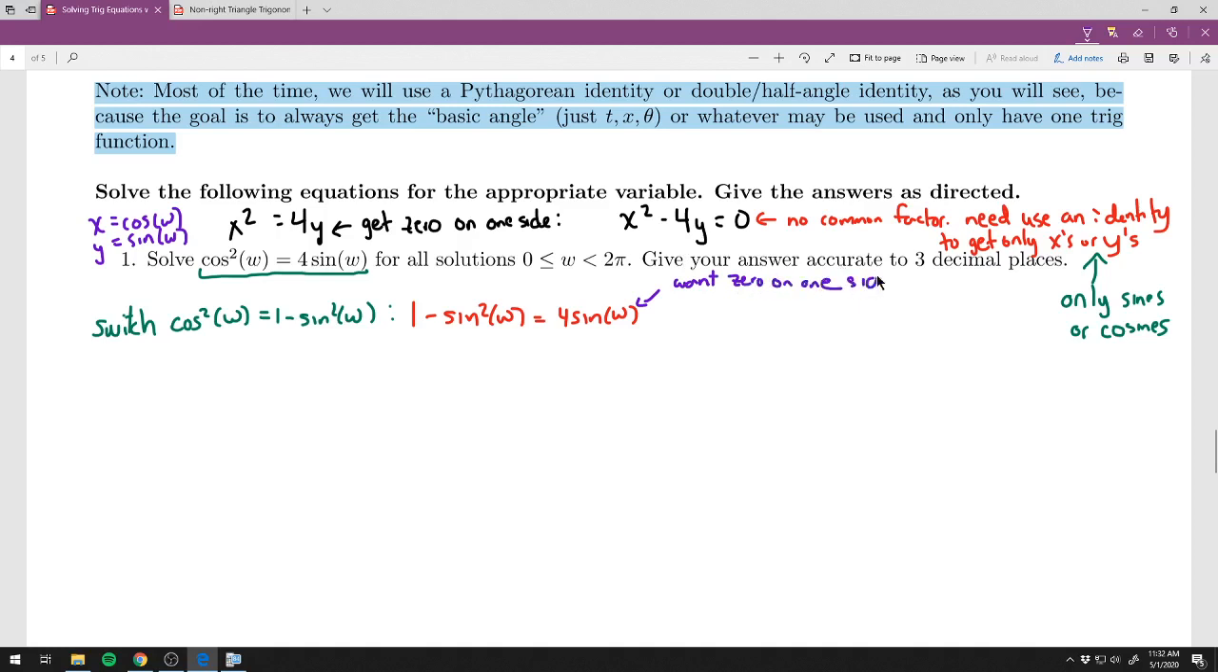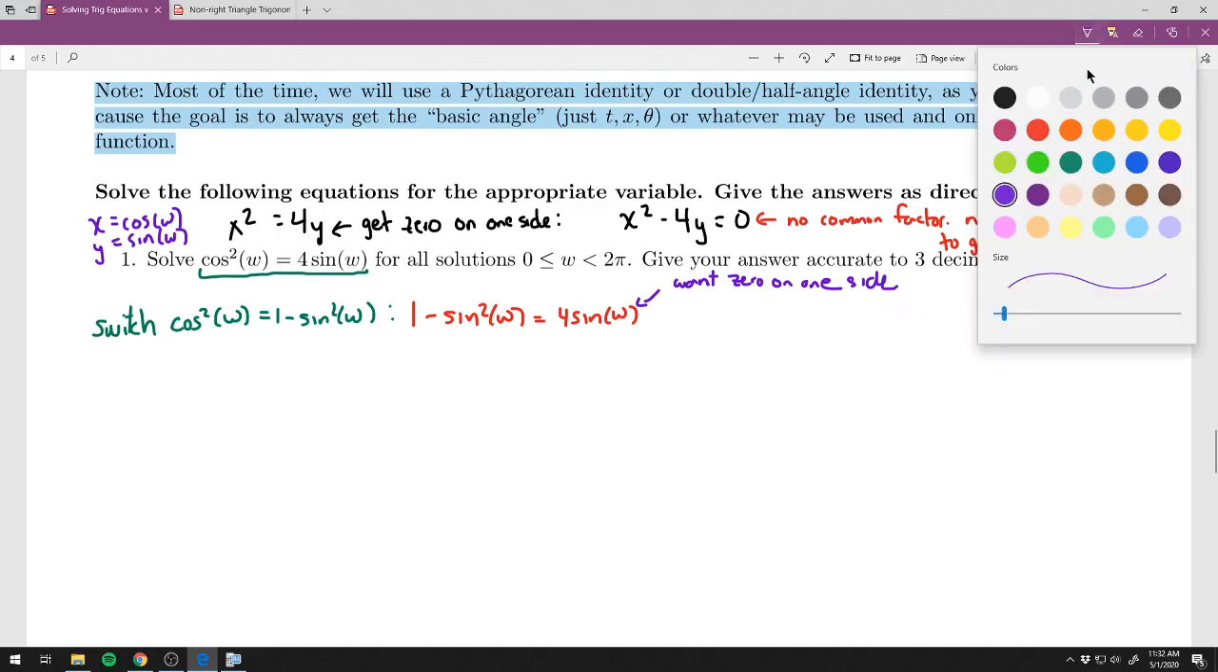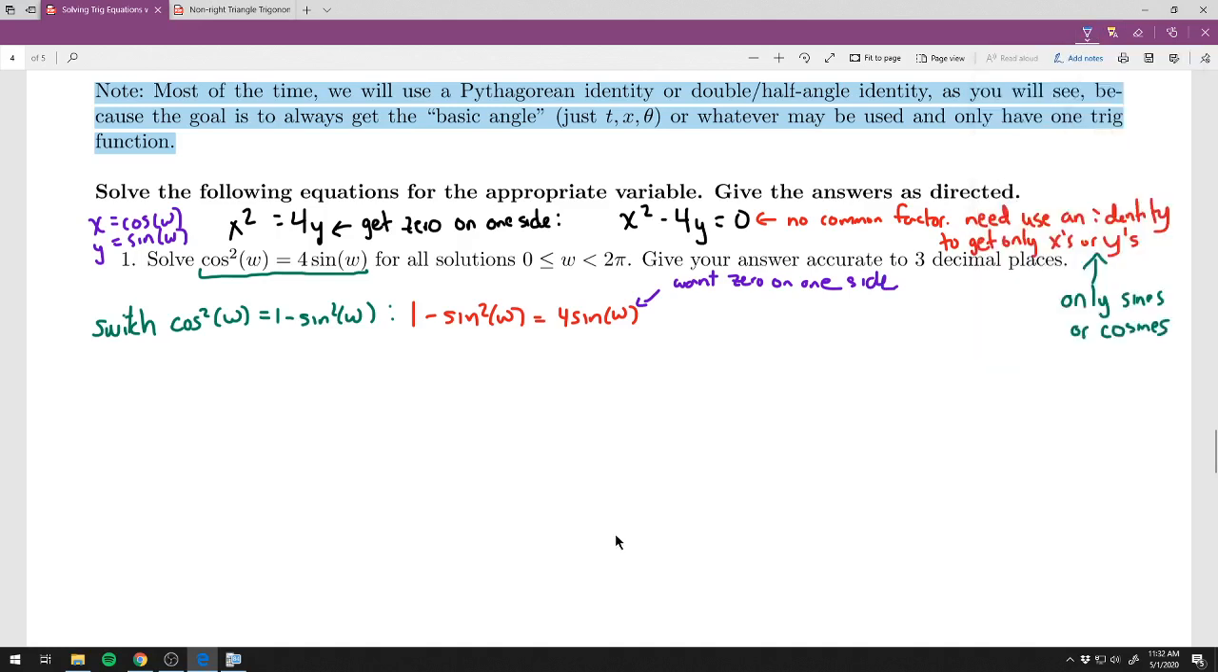Or, you know, if we can't factor, use the quadratic formula. And the way we can get 0 on one side, there's a couple ways to do it. Since I don't like, once again, having negative on the squared part, I'm going to add the sine squared to the other side and subtract the 1. Sine squared of w plus 4 sine of w minus 1 equals 0.